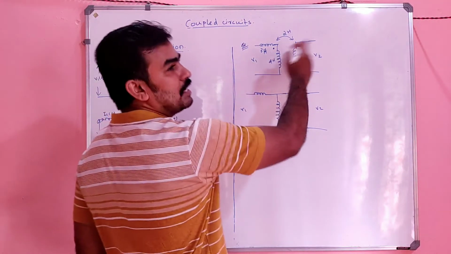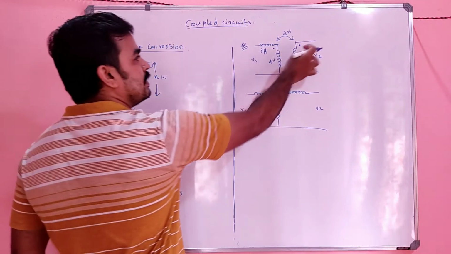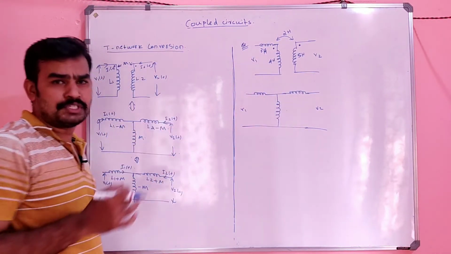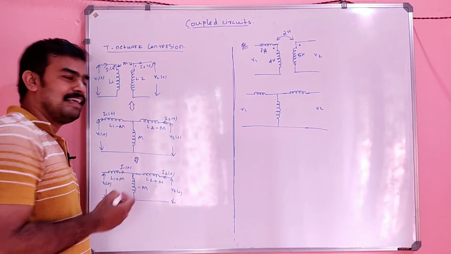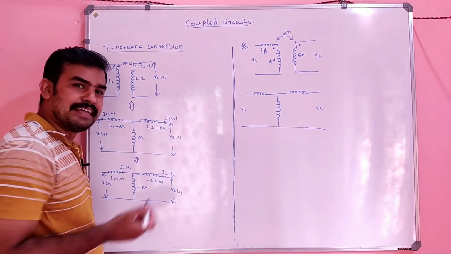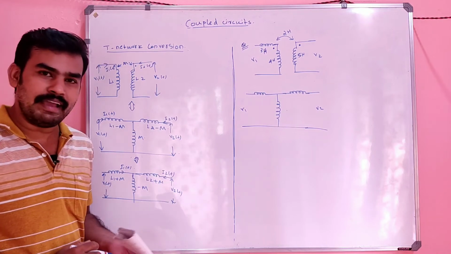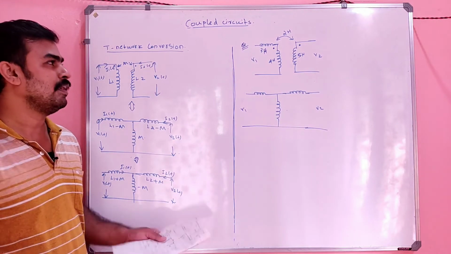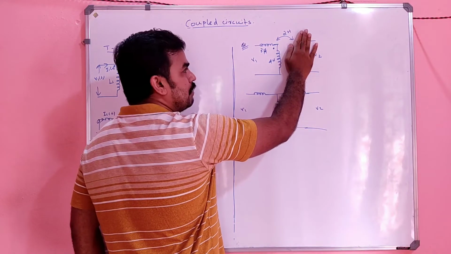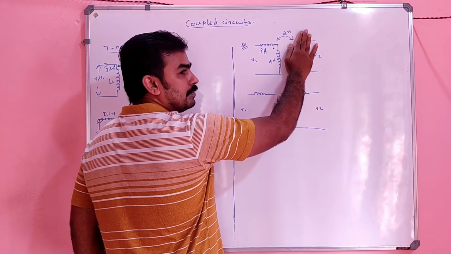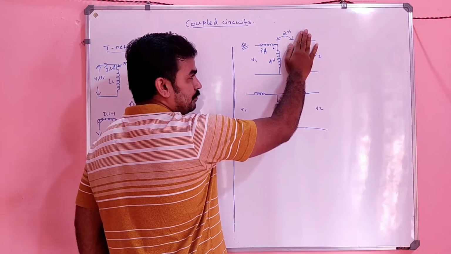But there are two circuits, right? First is this and second is this. So that equation is not applicable here. There you can use this conversion technique. Did you get where it can be used? If it is this circuit, you can simply apply L1 plus L2 plus 2M here. Easily you will get the answer.